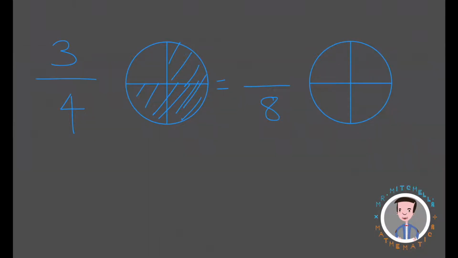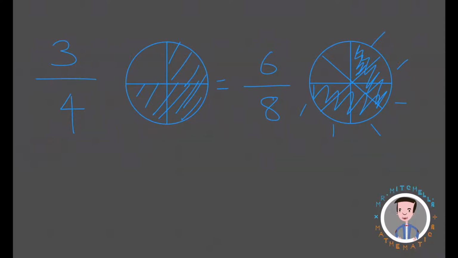Now we can find what 3/4 is in eighths diagrammatically, on a diagram, and what we'd do is cut this from having 4 parts to 8, and then shade in the necessary compartments to make it the same shape. There we can just count up 1, 2, 3, 4, 5, 6. So we know that 3/4 is 6/8.